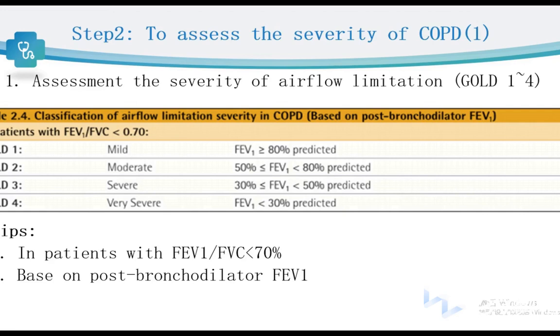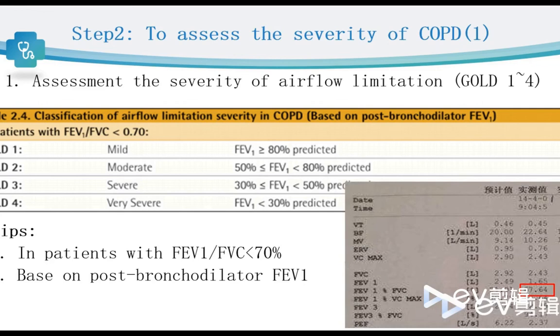Here we must notice that we can only do this assessment for patients with COPD. That means the FEV1 over FVC less than 70%. It's meaningless for us to do this assessment for patients without COPD. And when we do this assessment, we need to use the data of FEV1 post-bronchodilator.